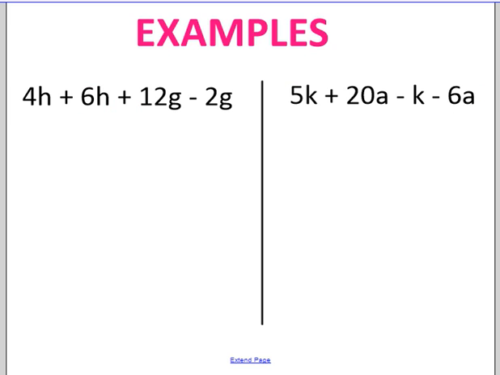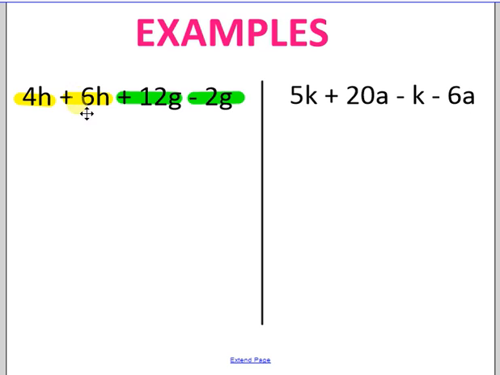All right, so let's try multiple variables here. So here we have 4h plus 6h plus 12g minus 2g. When we have different variables, a really good tip is to use a highlighter to highlight the different variables. So here I have a 4h plus a 6h, but then I'm going to switch colors and do a 12g minus a 2g. Because these could be all mixed up in different order, which we'll get to with a lot of examples in class and even later on in the lesson.